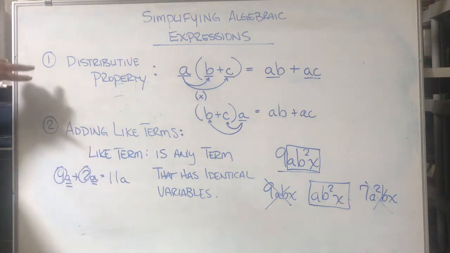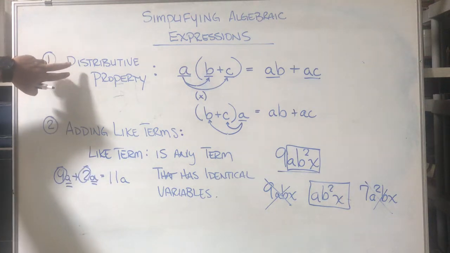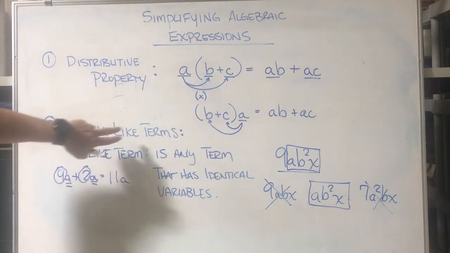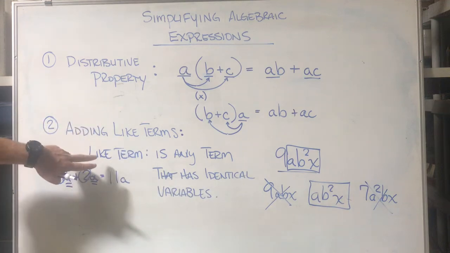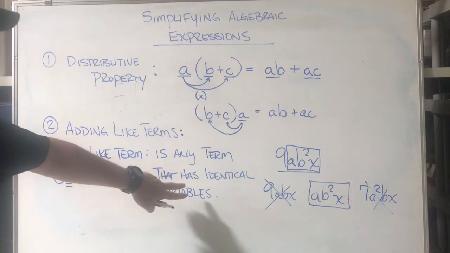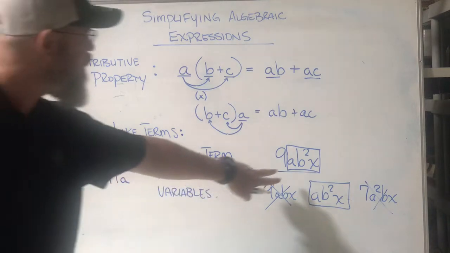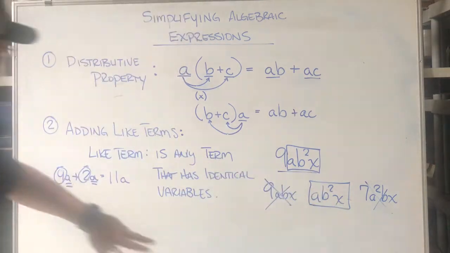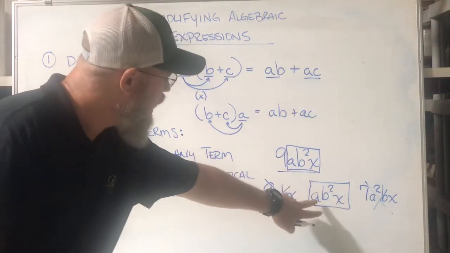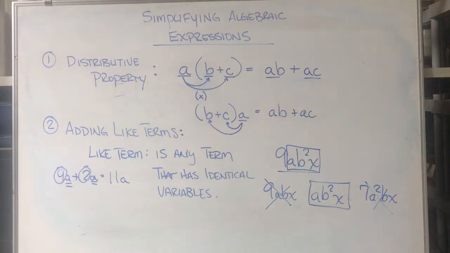Okay? So now that we know what the distributive property is, and this should be reviewed, so it shouldn't be too difficult. This is the distributive property, and we know what adding like terms is like. First of all, you have to have like terms, right? Where a like term has identical variables. The variables have to be identical. A and ab squared x, ab squared x, they have to be identical. Then you just add them together.